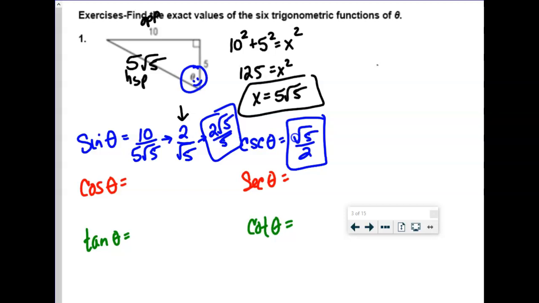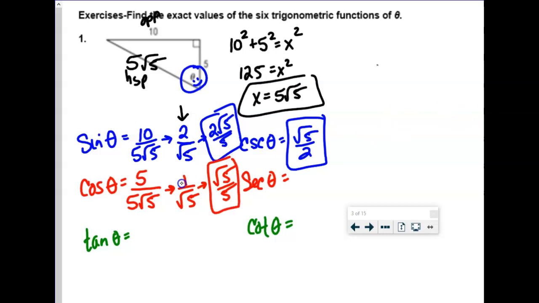So cosine, very similar. Cosine is adjacent over hypotenuse. So 5 over 5 square roots of 5. My math teacher's not going to like that one because the 5s would reduce to a 1. So that's 1 over the square root of 5. My math teacher's not going to like that one either because it's not rationalized. So we're going to hit top and bottom, numerator and denominator, by the square root of 5. And you get square root of 5 over 5.